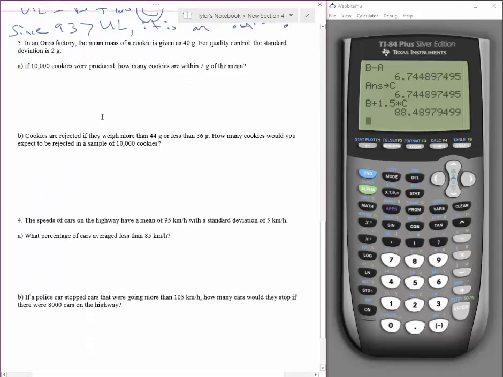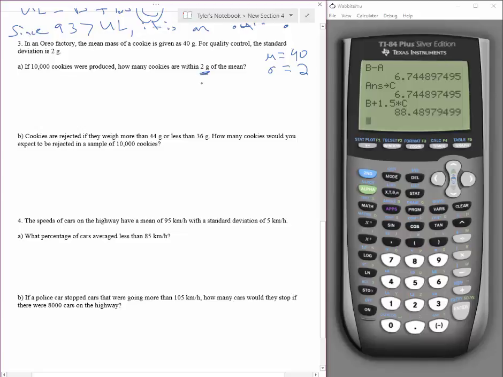All right, so we have 2 problems left. If we're looking at number 3, it says in an Oreo factory, the mean mass of a cookie is given as 40 grams. For quality control, the standard deviation is 2 grams. So again, I just want to make note of the mean and standard deviation. The mean was 40, and the standard deviation was 2. Part A: if 10,000 cookies were produced, how many cookies are within 2 grams of the mean?